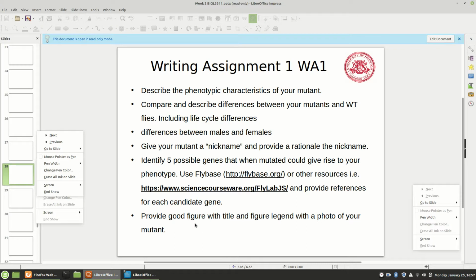You will also need to create a figure along with a photo of your mutant at this point. And of course, the photos would come from online. We can't take our own photos because we don't have access to the lab. Otherwise, you'd be growing your own flies and taking your own pictures, but we can't do that this semester.